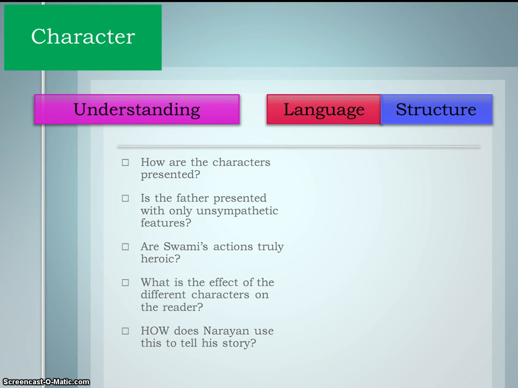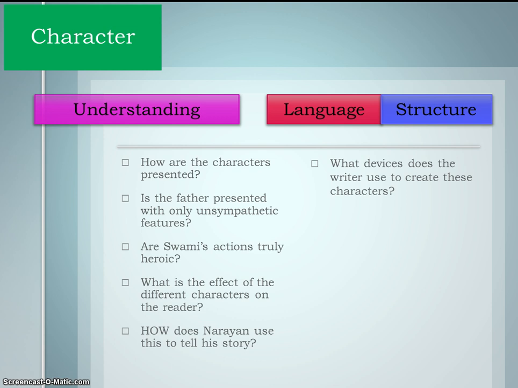I'd also think about whether Swami is actually a hero. He's an accidental hero, isn't he? What he does isn't done through any sense of duty or the desire to protect his family. It kind of happens by accident, and he's again too much of a coward to actually put anybody straight. So think about why that might have happened and what Narayan wants to say about the nature of young boys and their fathers.